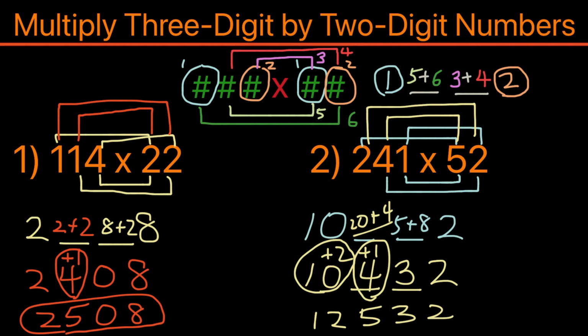So the final answer is 12,532. Now feel free to input 241 times by 52 on a calculator, and you will see the answer is 12,532.